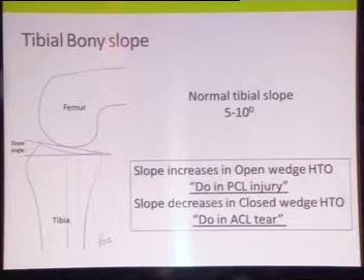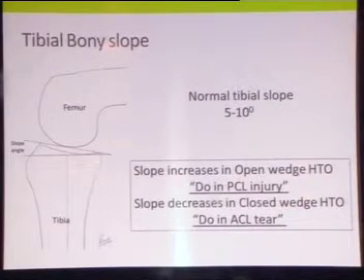Open wedge high tibial osteotomies can increase the slope, whereas the slope decreases in case of closed wedge high tibial osteotomy. So if the patient has got a PCL injury where you do not want the tibia to sublux any more posteriorly, you can do the open wedge osteotomy and the slope increases. So what happens, the tibia can come a little bit more forward. When the tibia comes a little forward, the posterior subluxation decreases.